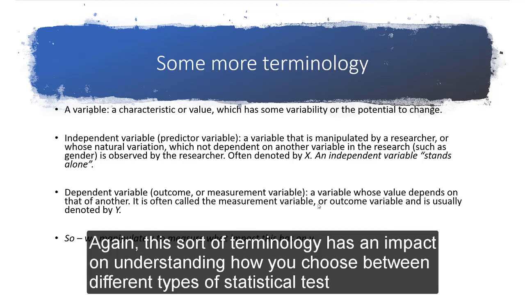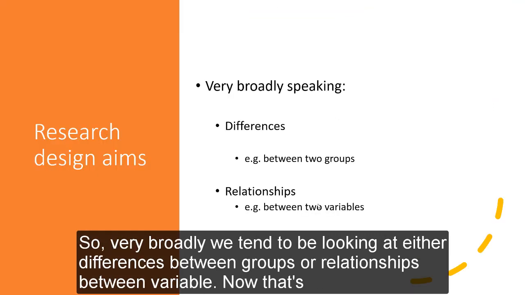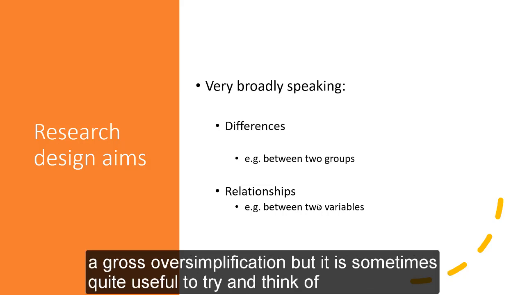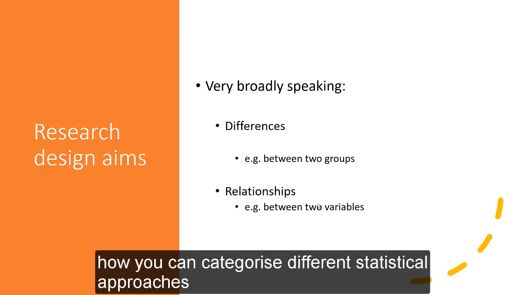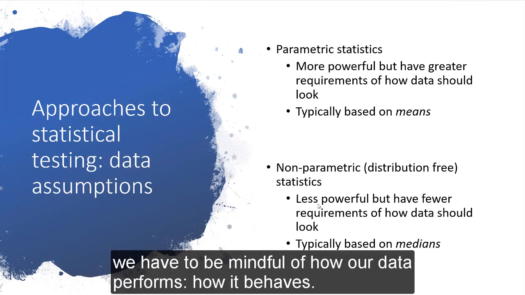Again, this terminology has an impact on understanding how you choose between different types of statistical test. So very broadly, we tend to be looking at either differences between groups or relationships between variables. Now that's a gross oversimplification, but it is sometimes quite useful to try and think of how you can categorize different statistical approaches. Within that, we have to be mindful of how our data performs, how it behaves.